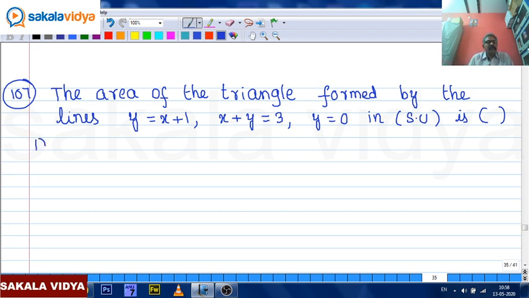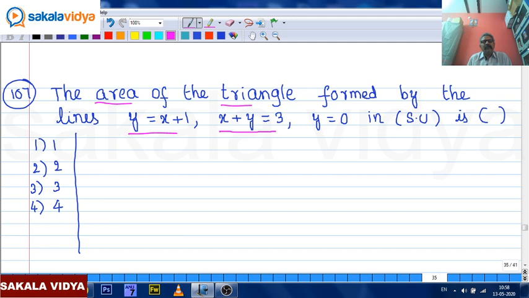First option is 1, second option is 2, third option is 3, fourth option is 4. Area of the triangle formed by the lines y is equal to x plus 1, x plus y is equal to 3, y is equal to 0.